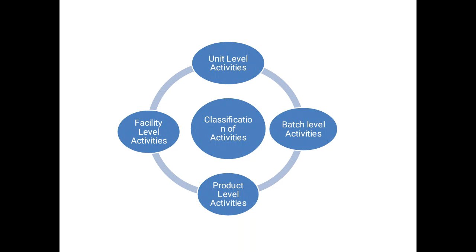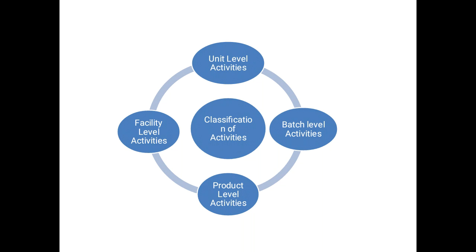Hello students, today we will discuss the classification of activities. The classification of activities is divided into four types: unit level activities, batch level activities, product level activities and facility level activities. First we will discuss the unit level activities.